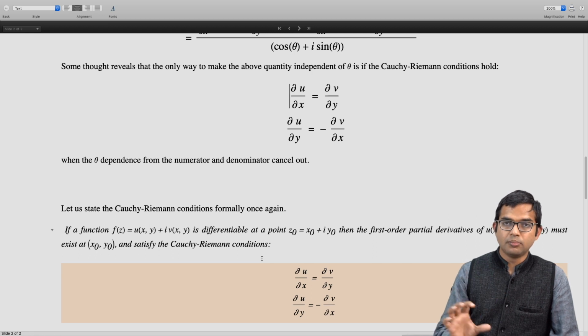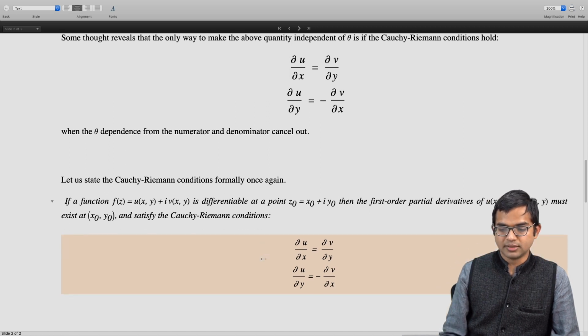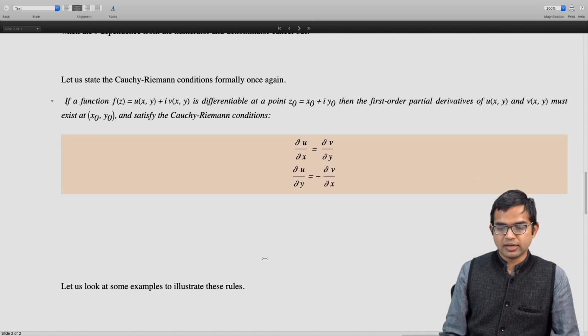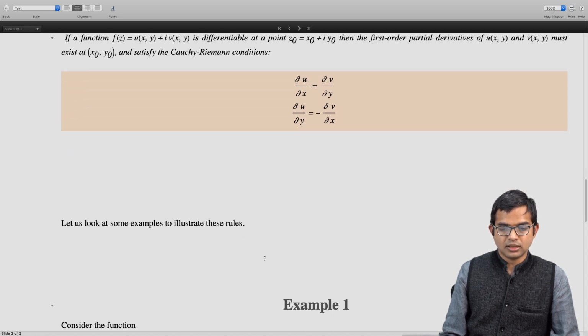You have to pick them up in such a way that ∂u/∂x must be equal to ∂v/∂y, and ∂u/∂y must be equal to minus ∂v/∂x. So let's look at a few examples to illustrate these ideas.